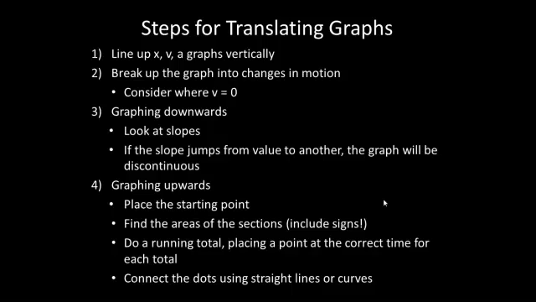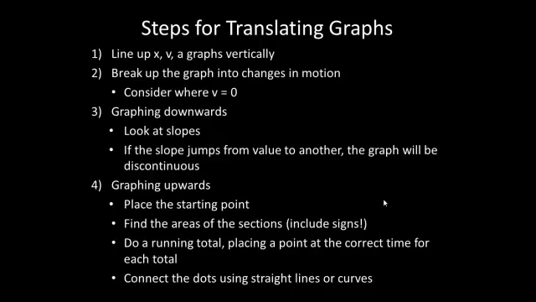So first, some steps for thinking about translating graphs. The first is that you will want to line up the x, v, and a graphs vertically with the position graph on the top. Break up the graph into any changes in motion. Also, you'll want to consider where the velocity crosses the x-axis. And you'll want to start by graphing downwards, which tends to be easier. So for any graphing downwards, you'll want to look at slopes. If a slope jumps from one value to another, the graph will be discontinuous. Then consider any upward graphing you need to do.